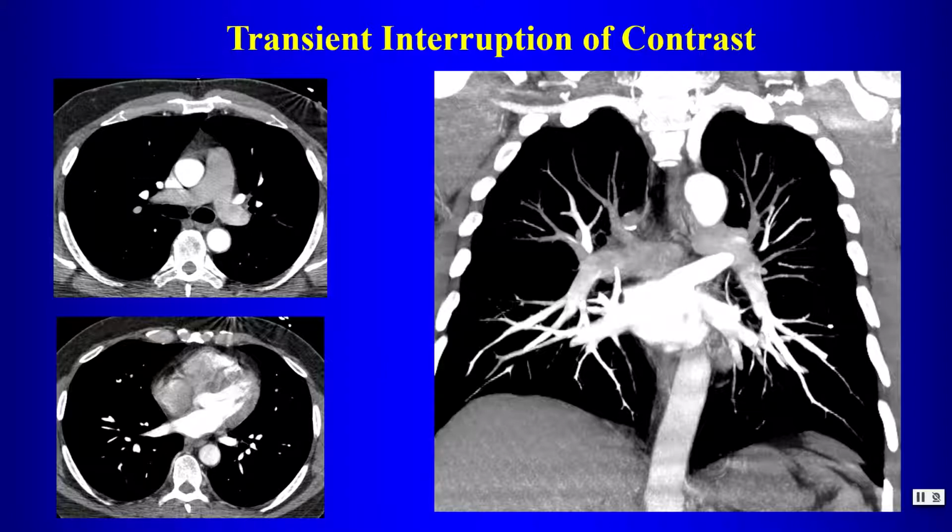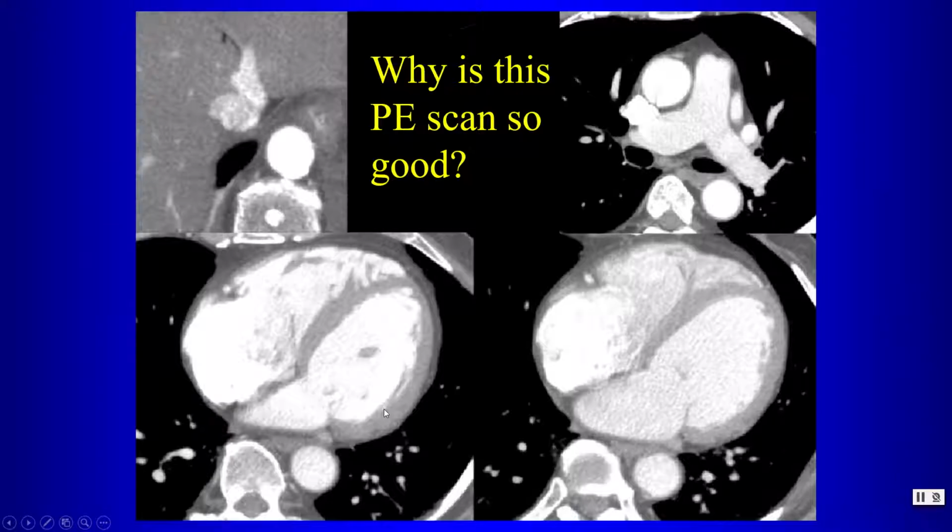What can happen is, while you're injecting the contrast, if the patient takes a deep breath just before you scan, then we will get this bolus of unopacified blood that gets into the right-sided chambers and then into the pulmonary arterial circulation here, and that can give you suboptimal opacification of the pulmonary vasculature.